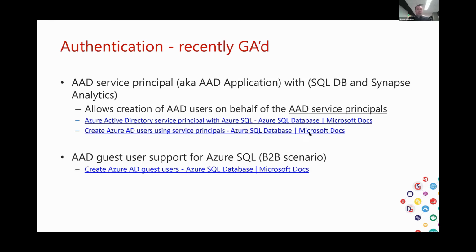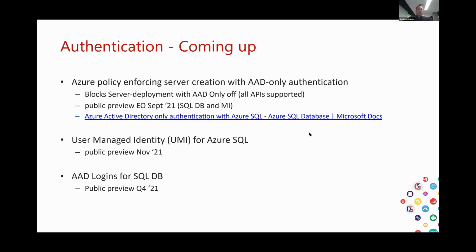These are functionalities that we just released. They are working now. What's coming next in the authentication space is Azure Policy enforcing the server creation with AAD only authentication. Specifically, this means if you deploy a server that has this AAD authentication only bit off, the Azure policy would block this. It doesn't matter which APIs you would be using, templates, PowerShell, etc. You would have to create the server with AAD only on. So that's one thing you can do in the future: use Azure policy to enforce this setting, AAD only authentication.